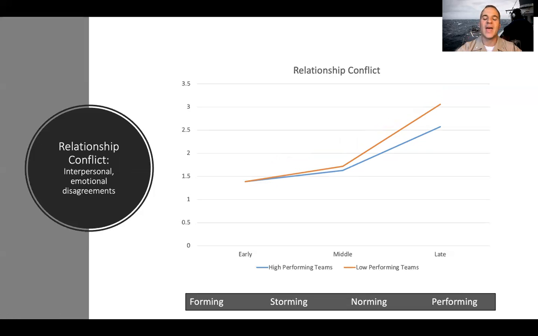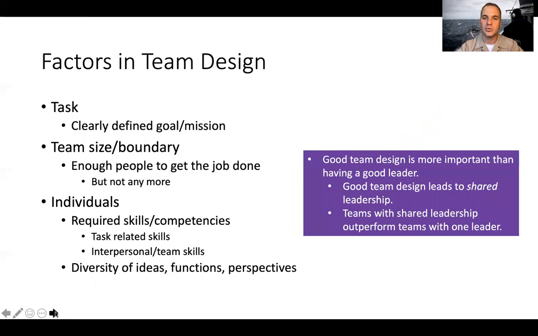And so for that high performing team, it always has lower relationship conflict than is true for the lower performing team. We actually do want to avoid relationship conflict. Now, this is hard because task conflict, if not managed well, and you don't actually have a safe environment for it, it can result in relationship conflict.